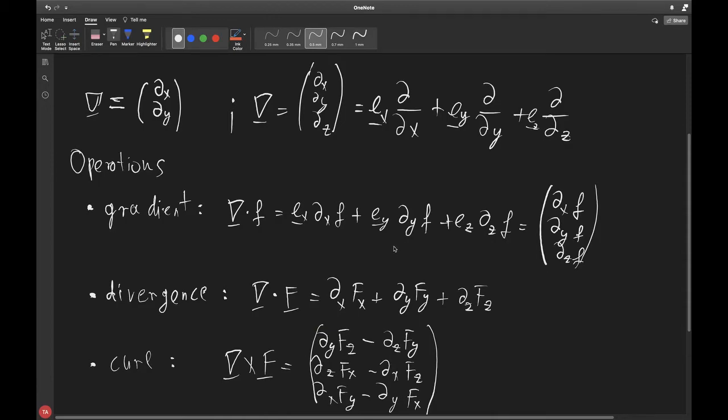The meaning of these things is that the divergence describes the source or the sink of a vector field, while the rotation, as the name suggests, describes the rotation of the vector field.